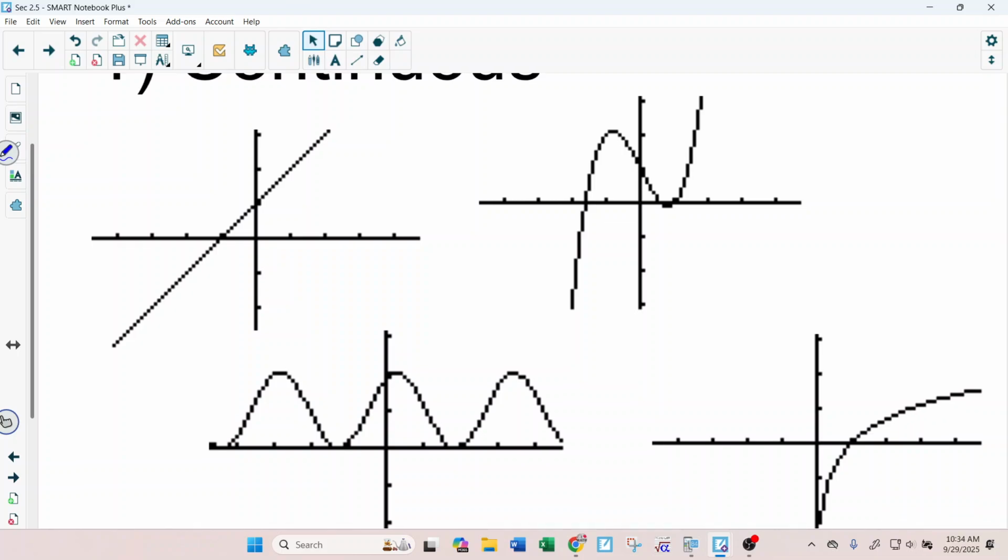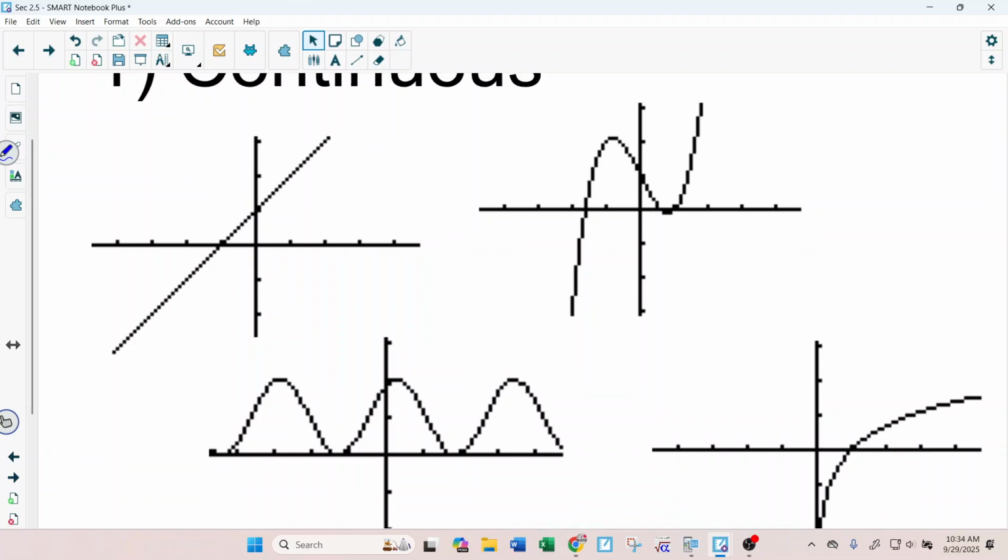When we think of continuous functions: lines, polynomials, some trig functions, exponentials, logarithms, right? All of those are continuous. You can graph them without lifting your pencil, right? We have no vertical asymptotes for these, okay? Those are all continuous. Most things that we work with are continuous, which is good, right?